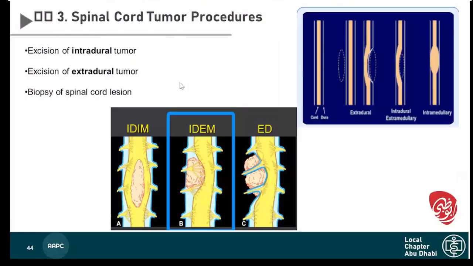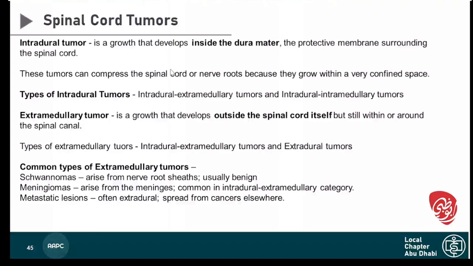An intradural tumor is a growth that develops inside the dura mater. These tumors can compress the spinal cord or nerve root. Types are intradural extramedullary and intradural intramedullary. An extramedullary tumor is a growth that develops outside the spinal cord itself, but still within or around the spinal canal.